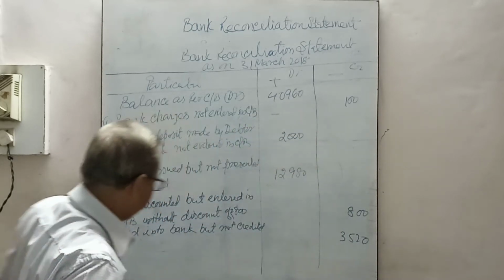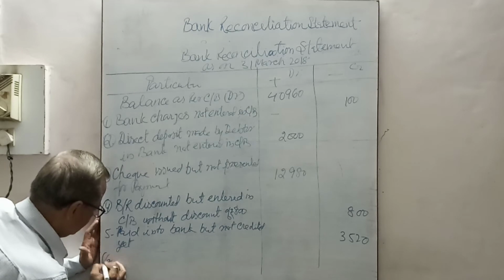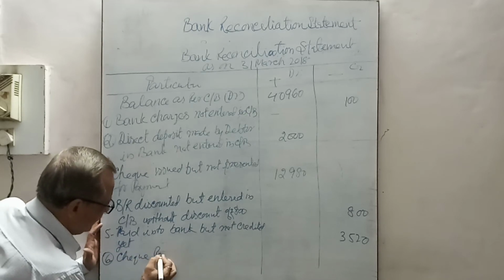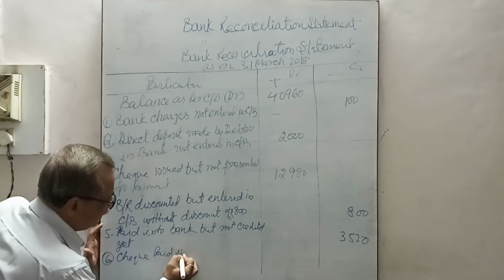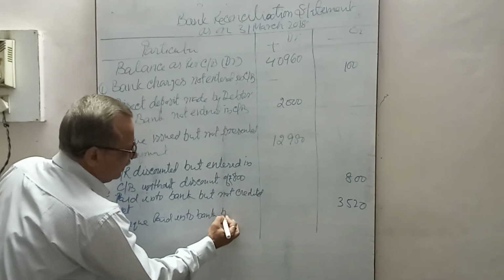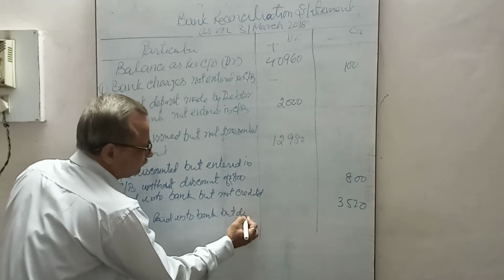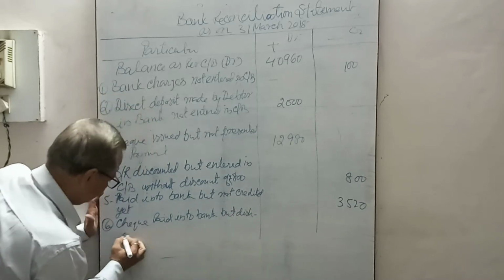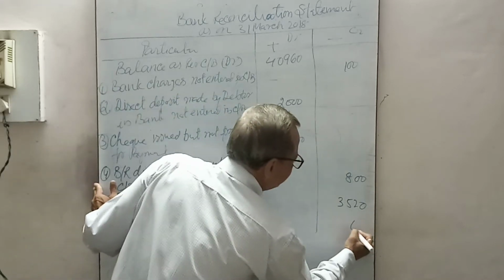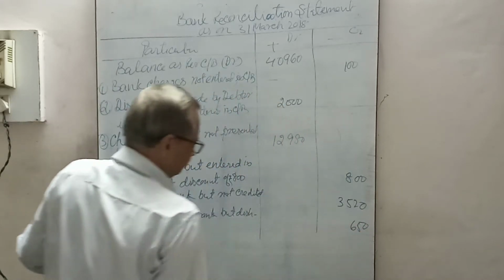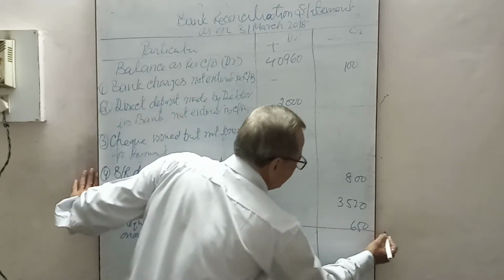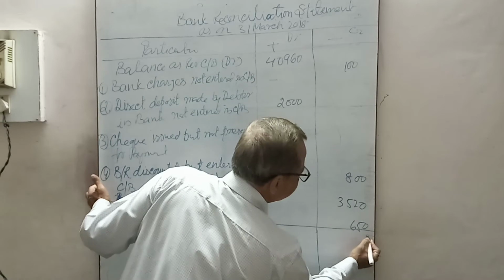So right here, check paid into bank but dishonored. That is 600, minus item. Now all items are over. We will total it.